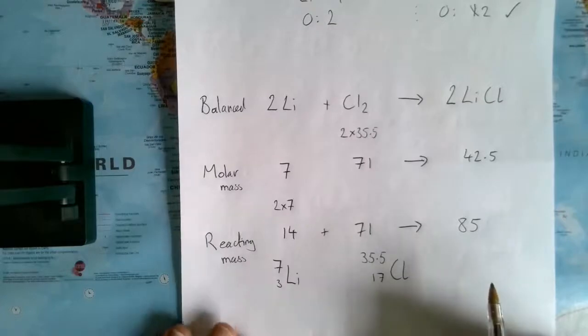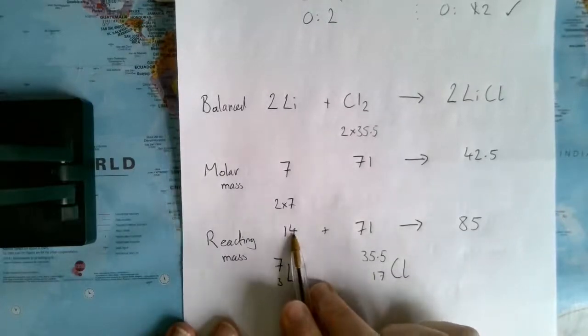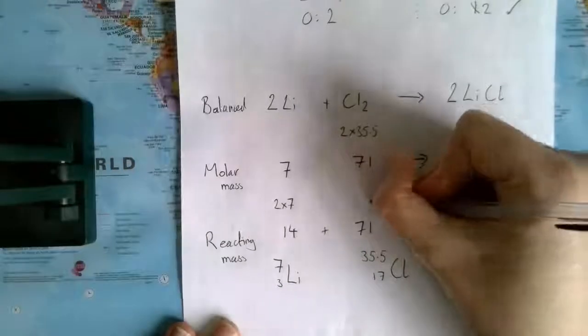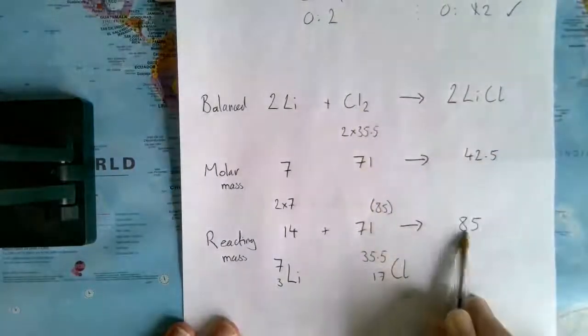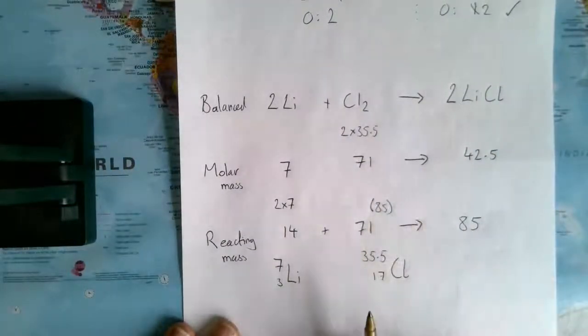Hopefully you're now spotting where this has really come together, because if you look on the left, 14 plus 71, it equals 85. So you can really double check that you've got things right.